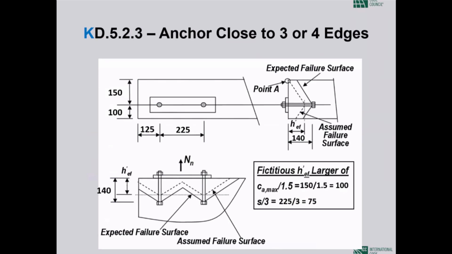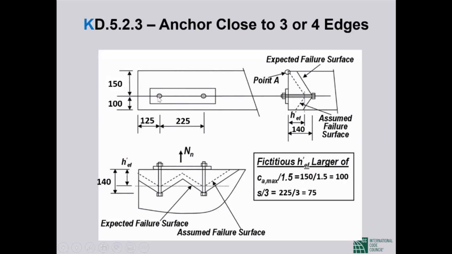Next picture, we have a group of 2 anchors spaced at 225 millimeters. Edge distances are 150, 100, and 125. Largest edge distance is 150. That divided by 1.5 is 100. And the spacing of 225 divided by 3 is 75. The larger of those, which is 100 millimeters, is the effective embedment depth, whereas the actual embedment depth is 140 millimeters. Okay, so hopefully you got it.